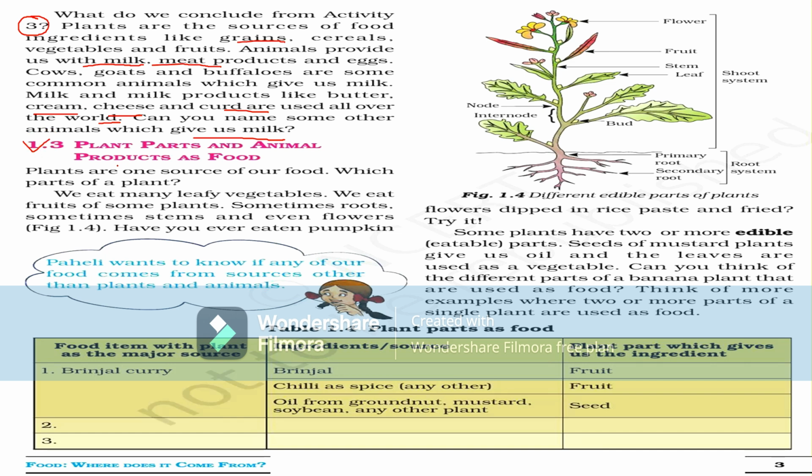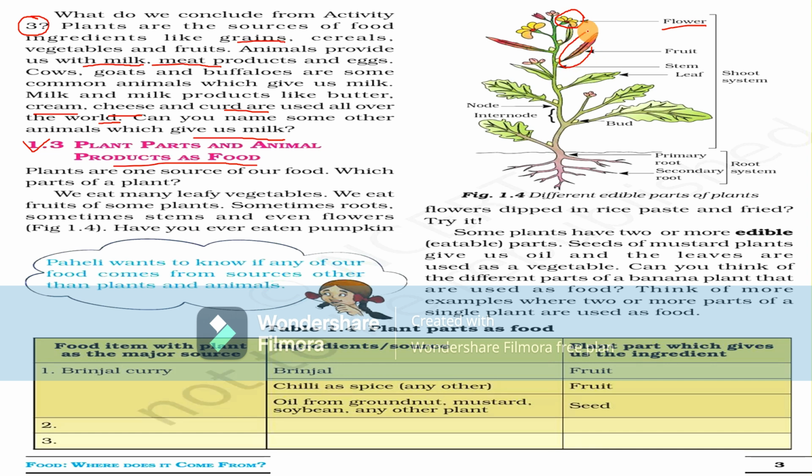Okay. Next, moving towards 1.3, plant parts and animal products as food. Here in 1.3, we see the plant parts and animal products as food. Here, this is a plant. All of you have seen plants in your surroundings, and today we'll see the parts of the plants.